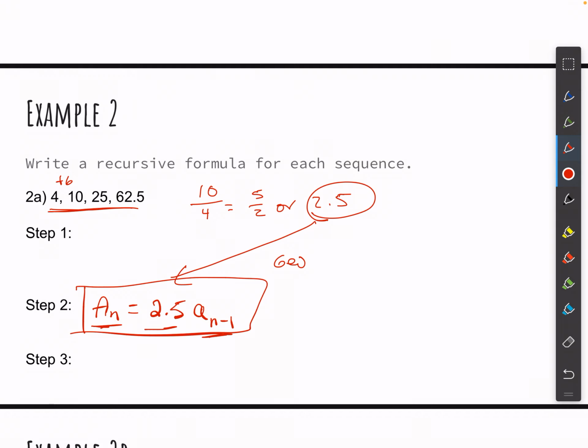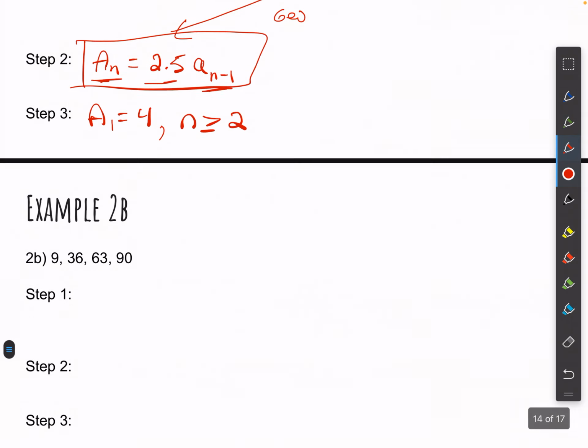And then they want to know what a sub 1 is. So a sub 1 is equal to 4. And they want to know the domain. So we want to plug in values that are equal to 2 or more. Okay, so that's example 2.